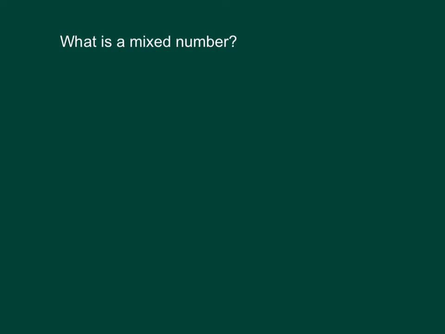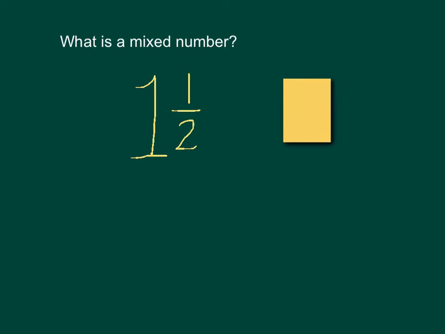The first question we're going to ask is, what is a mixed number? A mixed number is any whole number and fraction written together. So in this case, I have 1 and 1/2. This can be represented visually by 1 and 1/2 squares.